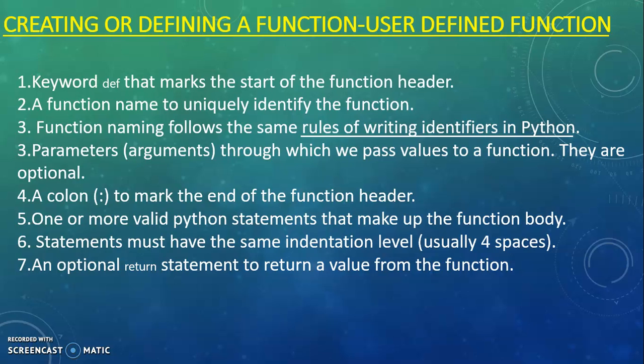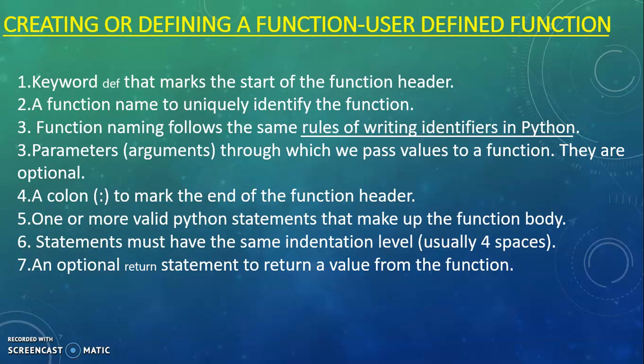Then within the brackets we can write some arguments, which are also known as parameters, through which we pass values to a function, and they are optional. For example, as we have learned about print, if we write print and within the bracket 2 plus 3, that is an argument. If we write in double quotes hello world, that is an argument in a function. We are passing values to a function. They are arguments or parameters, but they are optional.